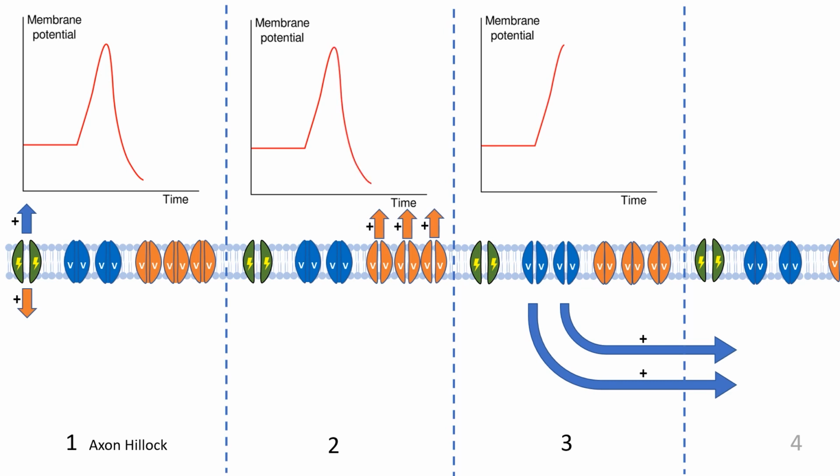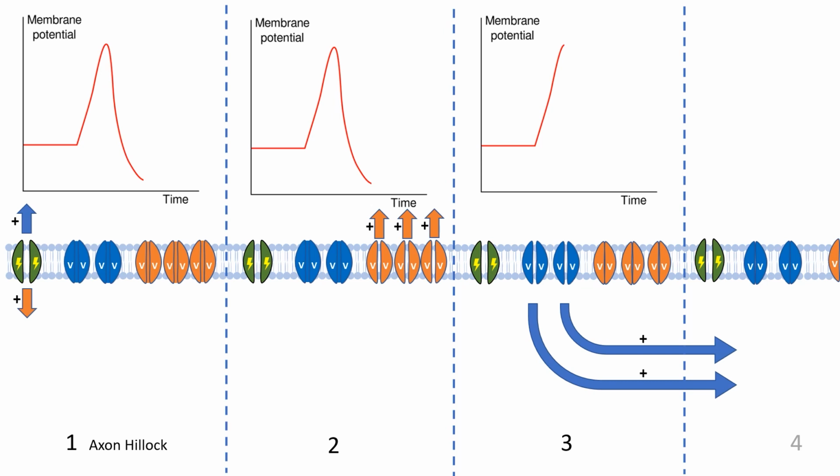Voltage-gated potassium channels in segment 2 caused it to repolarize. Back in segment 1, potassium channels have closed and the sodium-potassium pump is now working to bring the hillock back to resting potential. Now, for those of you paying close attention, you might be asking why I've only shown the movement of sodium ions to the right in the diagram.